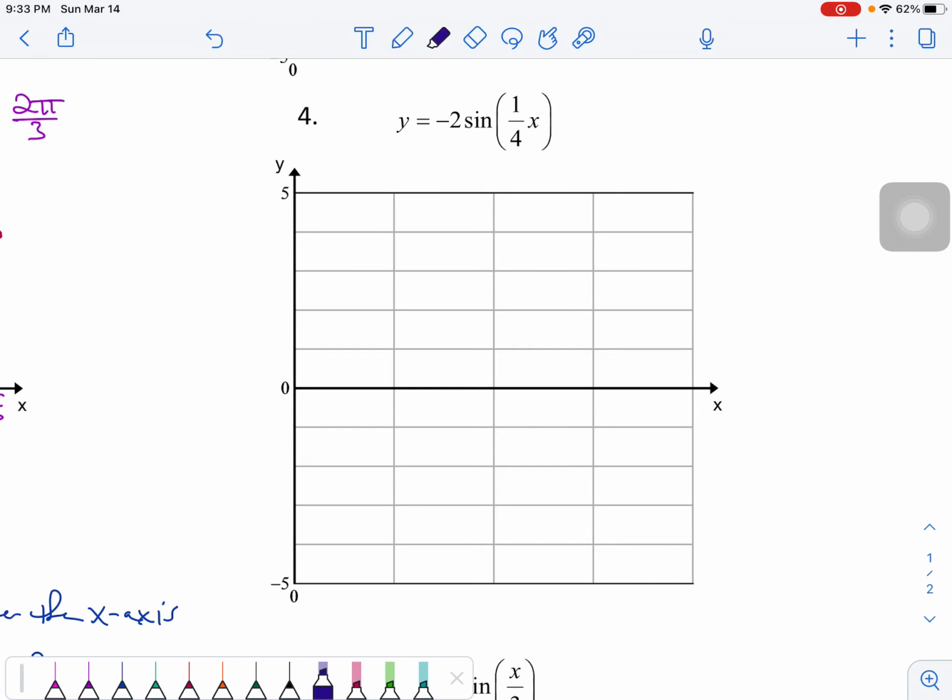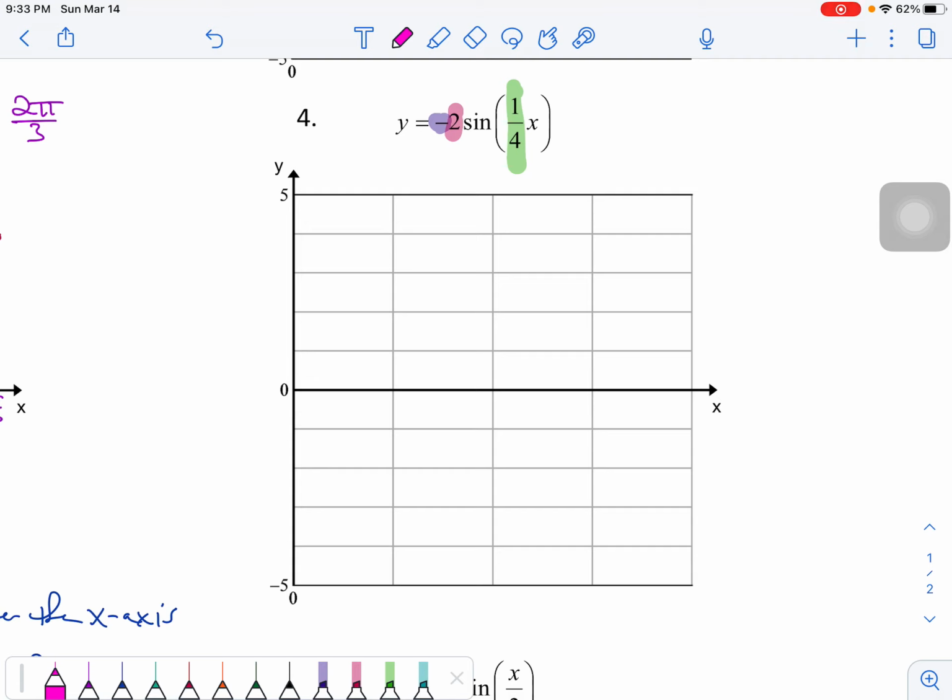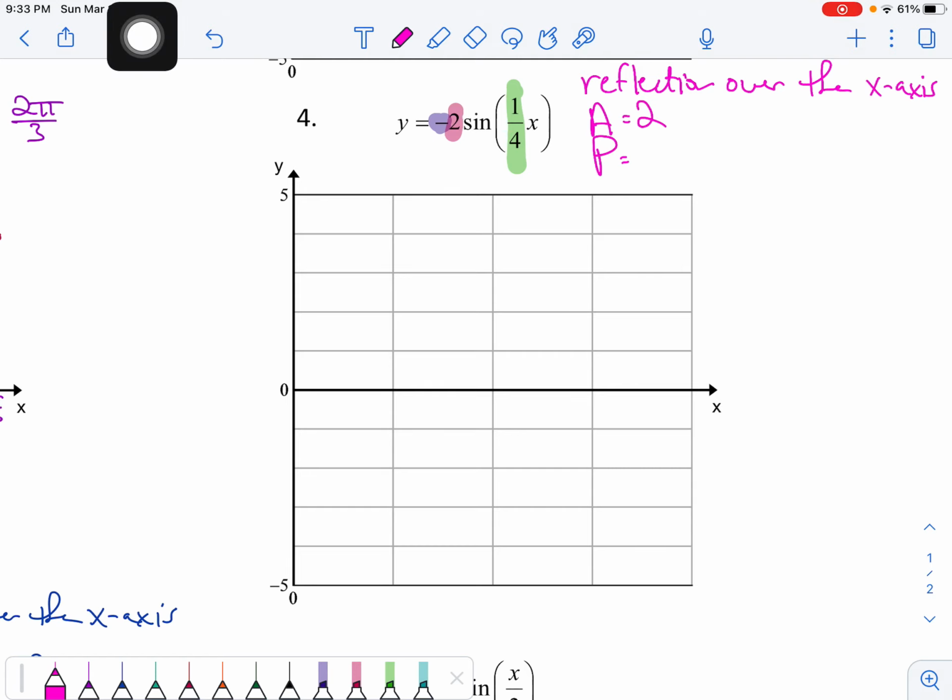All right, let's see what all the parts are that we have here. We have a negative. We have a 2. We have a 1/4 sitting in front of x. So we got a whole bunch of stuff going on here. Okay, the negative is a reflection over the x-axis. The 2 is going to give us an amplitude of 2. And period here, I'm going to take 2 pi divided by 1/4. So if I multiply by 4, I'm going to get a period of 8 pi.